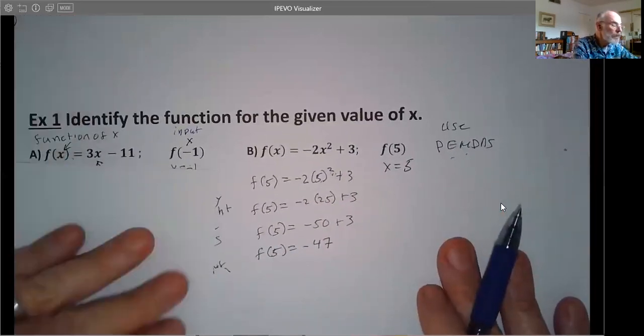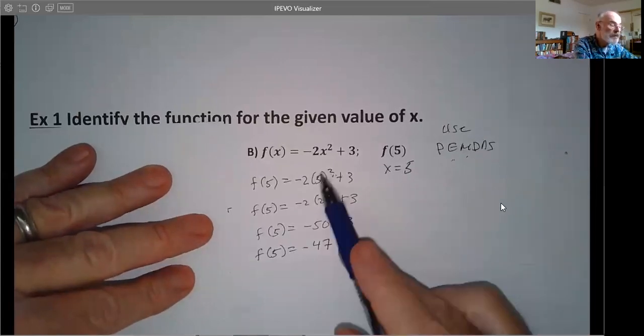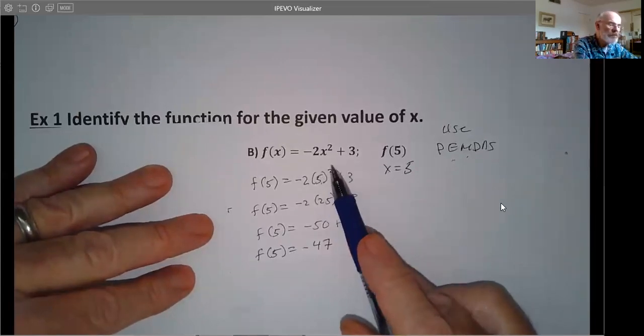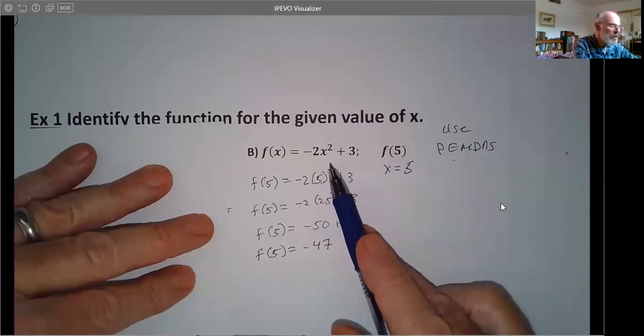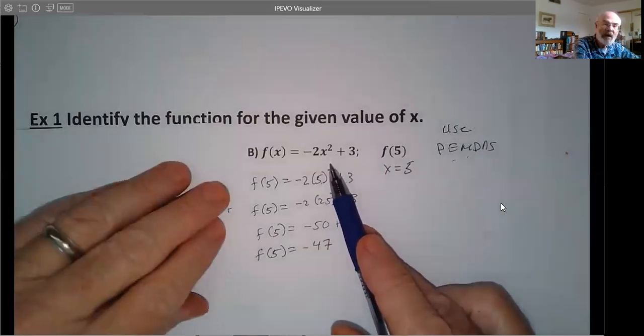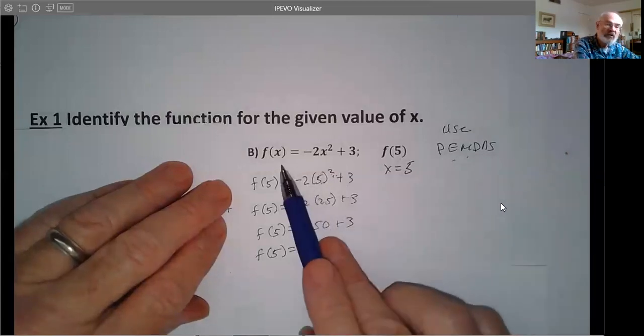So again, different problem. f of x equals -2x squared plus 3. Oh, it's quadratic. Don't let that worry you. We aren't going to be graphing a quadratic equation. We aren't going to be doing fancy quadratic stuff in the quadratic form. We aren't messing with that. All we're doing, this is a function.